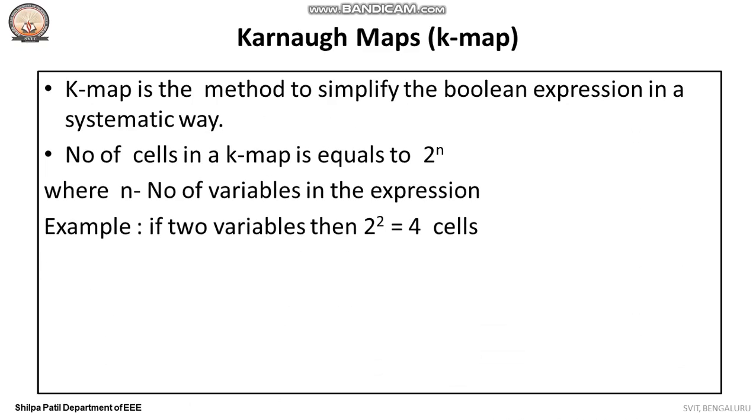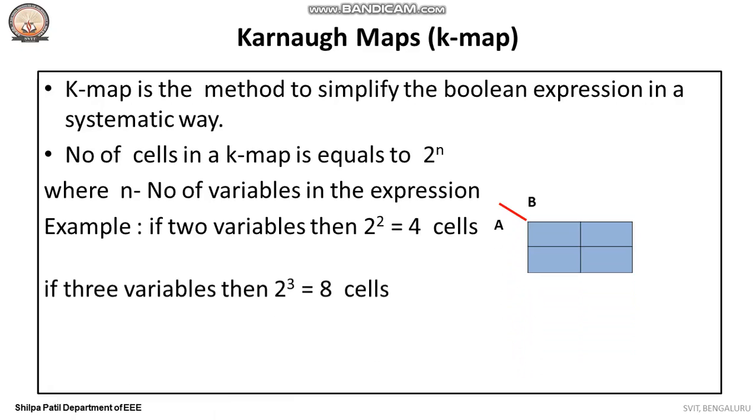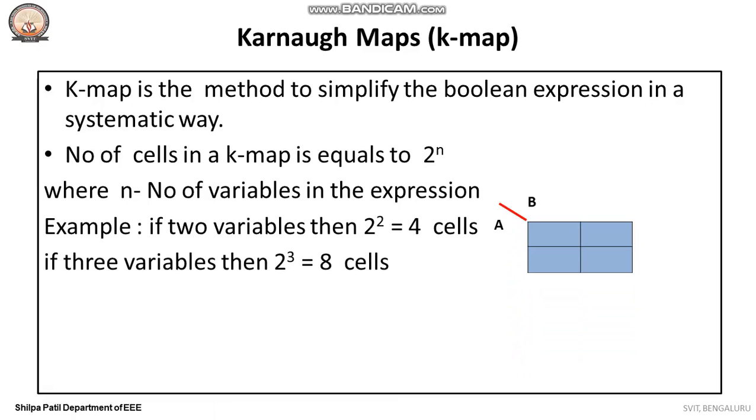Suppose I have two variables, then I need four cells to simplify the expression. So we draw the four cells like this. One variable I take on the row side and another variable on the column side. Since A is a single variable, it has two input possibilities, 0 and 1, so I have taken two rows, and B will also have two input possibilities, 0 and 1, so two columns.